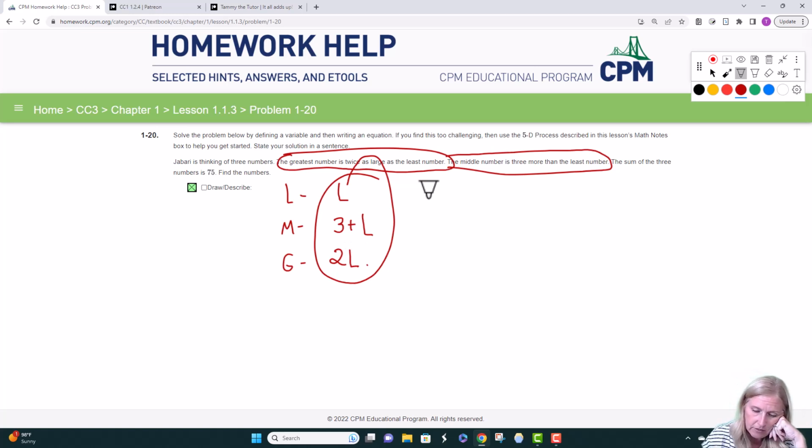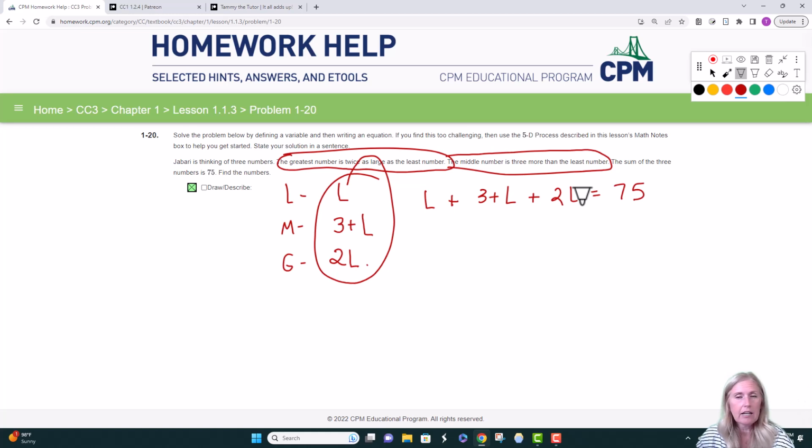Well, let's check. This is our equation. We're going to say L plus 3 plus L plus 2L. And if I add all of these together, that should equal 75. Now, look how beautiful this is. Guys, we only have one variable in here. That's good news because now we can actually solve it. If I had an L and an M and a G, I wouldn't be able to solve this equation. Okay, now we can solve for L. Once we know what L is, we can go back and plug it into the other two and figure it out. So let's do this. Combine like terms.